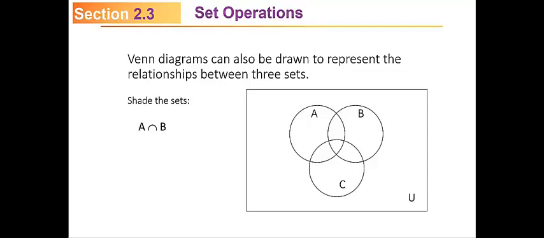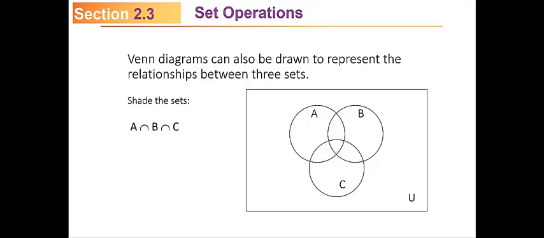So if I wanted to shade the intersection of A and B, I would have that, what I sometimes call a football-shaped area that represents the overlap between A and B. If I wanted to shade the intersection of A and C, I would have that, again, that football shape that represents the overlap between A and C. And if I wanted to shade B intersects C, I would take the overlapping region between the sets B and C, and that would be B intersects C.